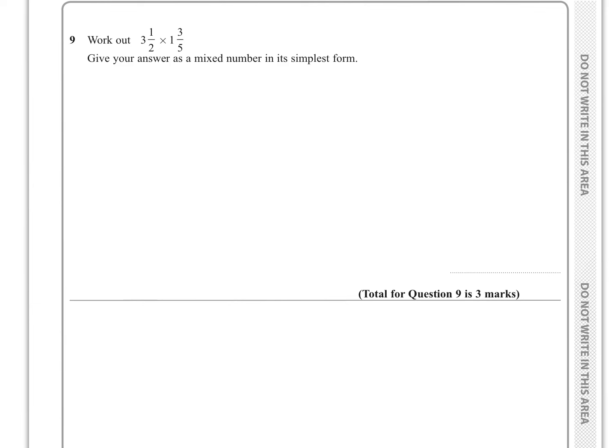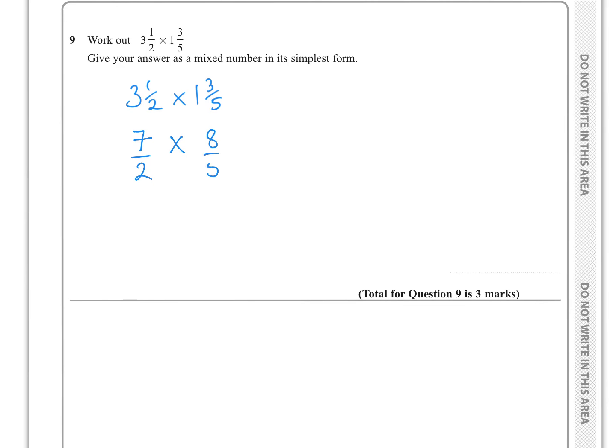Question 9. We want to work out 3 1/2 multiplied by 1 3/5. So first of all, we're going to change the 3 1/2 into halves. So how many halves are there in 3? Well, that's 6 and 1 more. That's 7 halves. We're going to do the same for 1 3/5, change it all into fifths. So we've got 5/5 in the 1 and then 3 more.